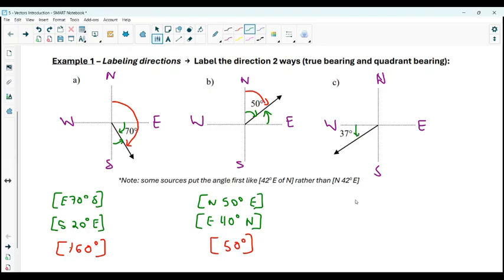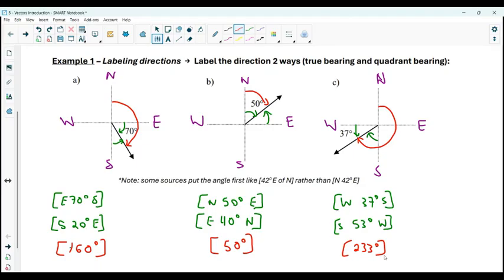So this we could start at the west. That's pretty easy. And we'll say west 37 degrees towards the south. We could also start at the south, right? And so we'll say south, and we're going to go 53 degrees towards the west would be another way to do it. Now, if you want to do your true bearing, we could start at north and go all the way around, right? And for there, we say, okay, north to east is going to be 90, and then east to south is another 90, and then we've got to add 53 onto that. And so we're going to say that's 233 degrees to get all the way around to there. So those are different ways we could describe it.